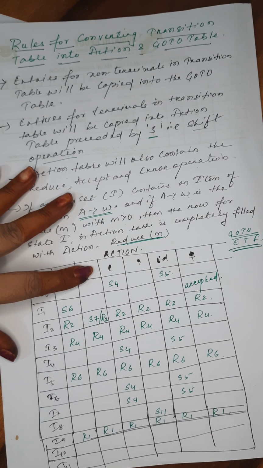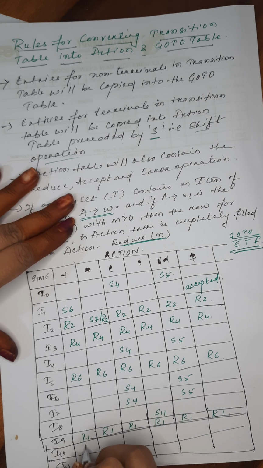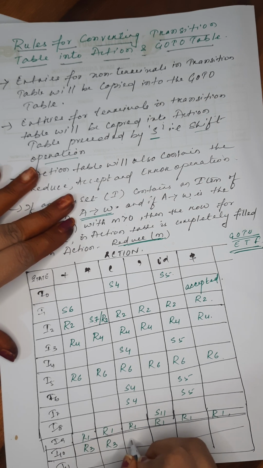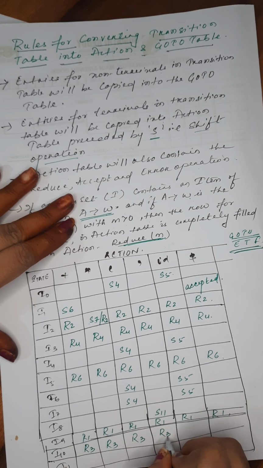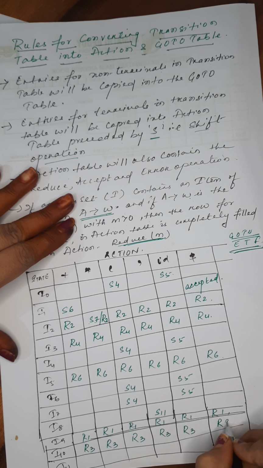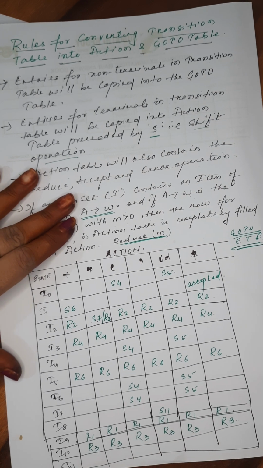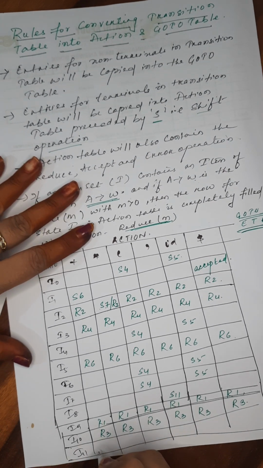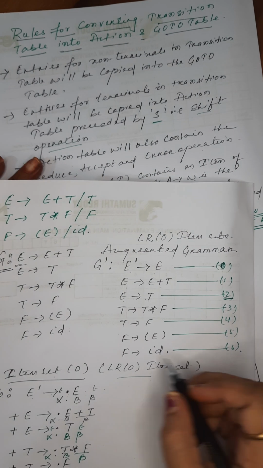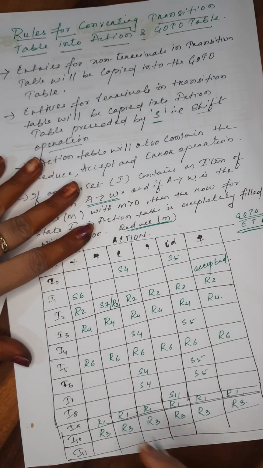Okay. In I10 it will be rule number 3, so R3. And in I11 it will be your R5. That means equation number 5. What is your 5? F tends to bracket E bracket. Okay.